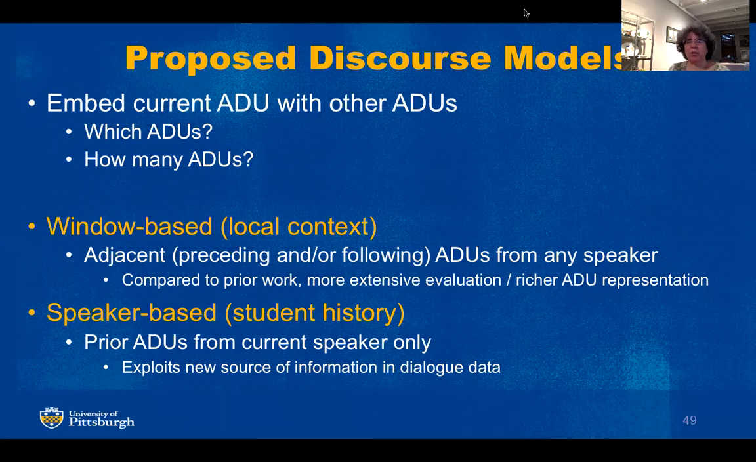Our feature representations for the windows are also richer. Much prior work has used separate representations for the target utterance or target component and the components, the ADUs, in the window. For the speaker-based source, we're exploring an interesting new source of information that this particular corpus has that many other corpora don't have, either because they're based on only 1 speaker, or if they do have multiple speakers, they don't have the large number that we have in some of our bigger discussions.